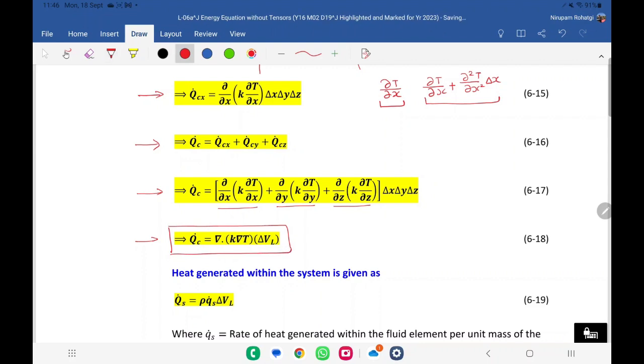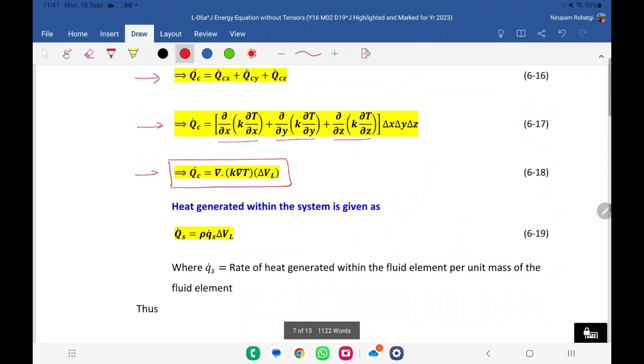It is divergence of k into gradient of T. Gradient of T tells you how the temperature is changing with distance. k multiplied gives you heat flow, and the divergence tells you the difference between left and right.